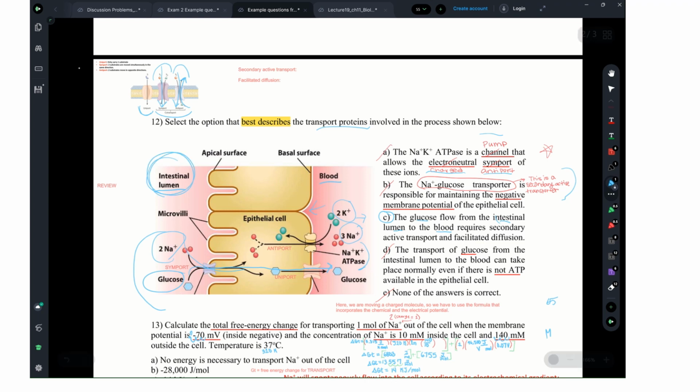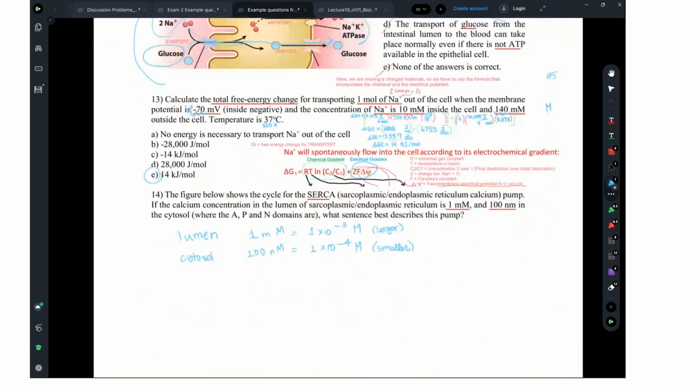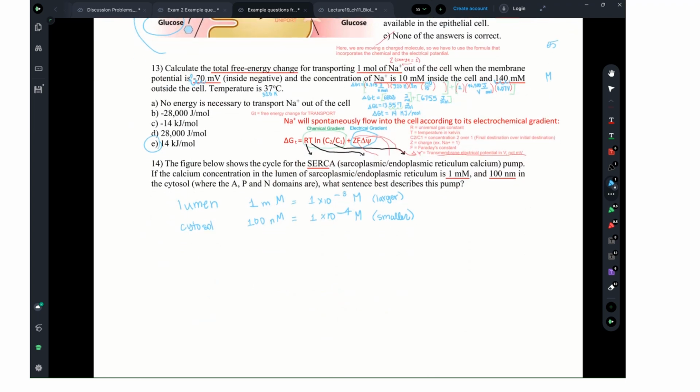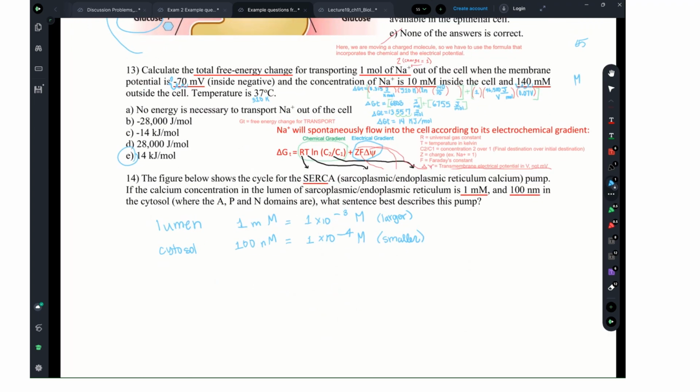glucose flow from the interstitial lumen to the blood, so from the lumen to the blood. So the glucose flow from the lumen to the blood requires secondary active transport and facilitated diffusion. So yeah, that's true. Okay, number 13, calculate the total free energy change for transporting 1 mole of sodium out of the cell when the membrane potential is negative 70 millivolts.